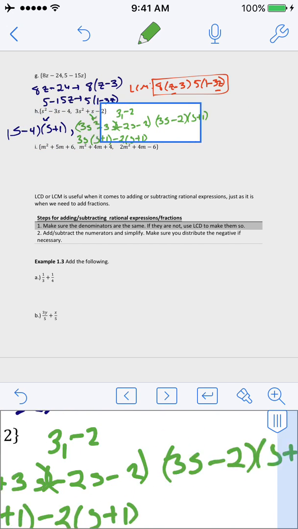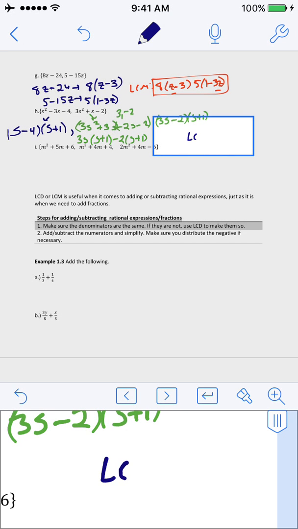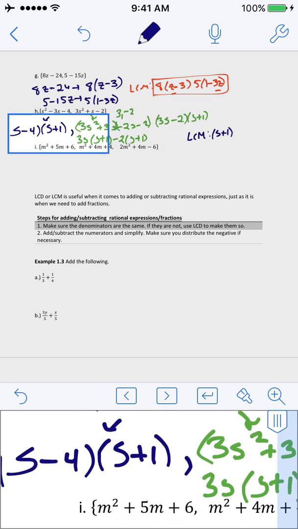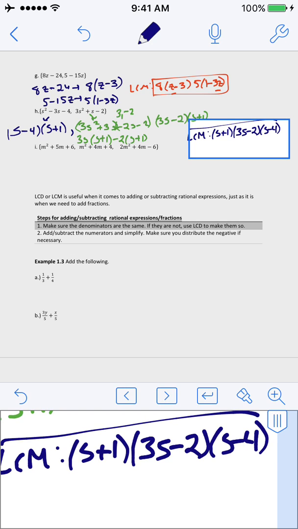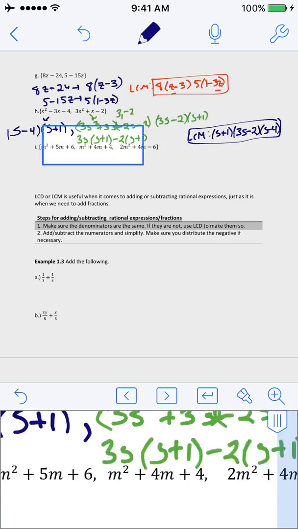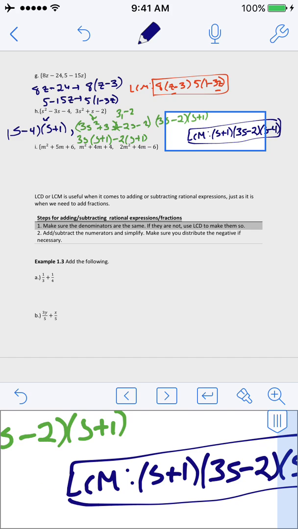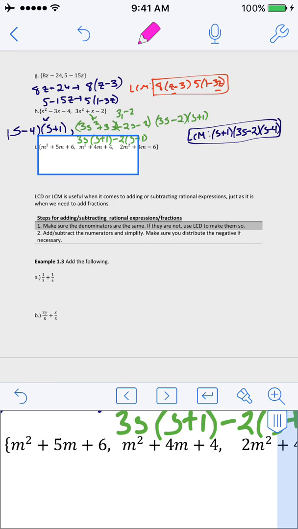Alright, let's take a look. They have in common an s plus 1. That's awesome. Means I don't have to write it twice. So s plus 1. And then 3s minus 2 and s minus 4. There's my LCM. I took one of everything. I didn't double up on stuff they shared. I just took one of everything. Okay. Last one.